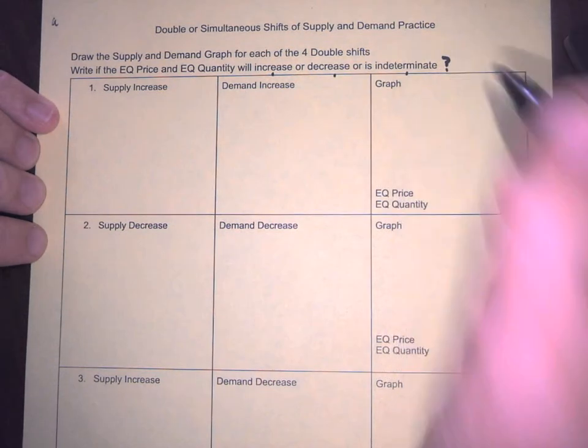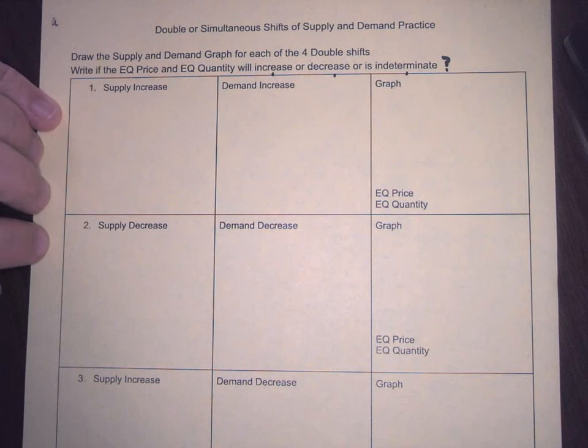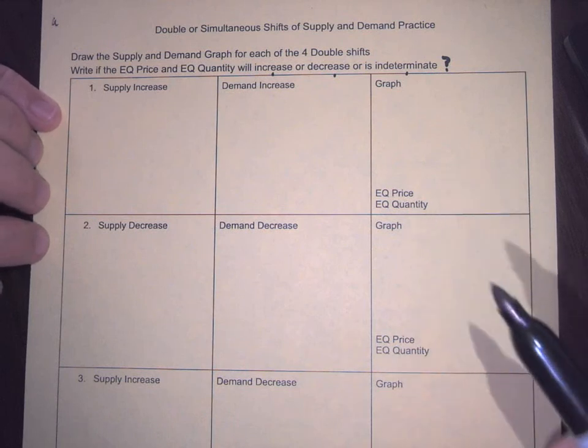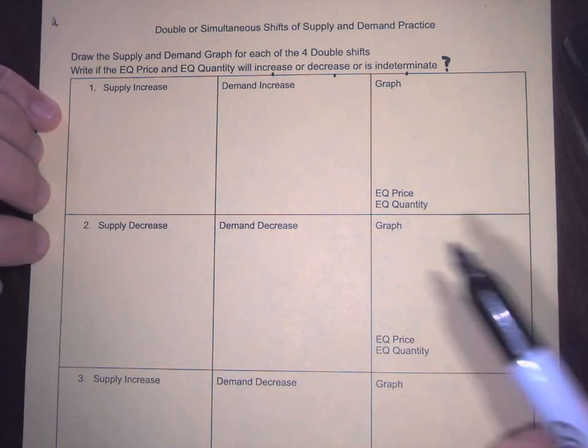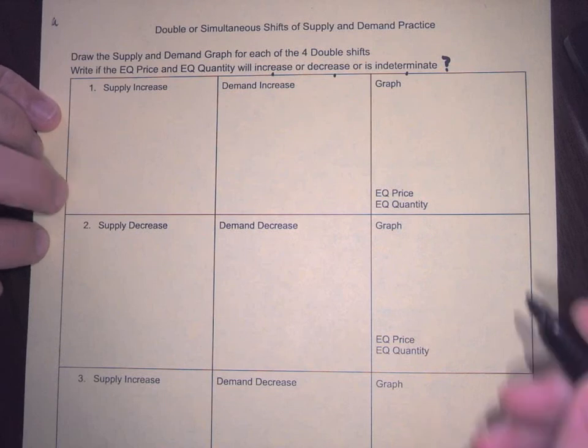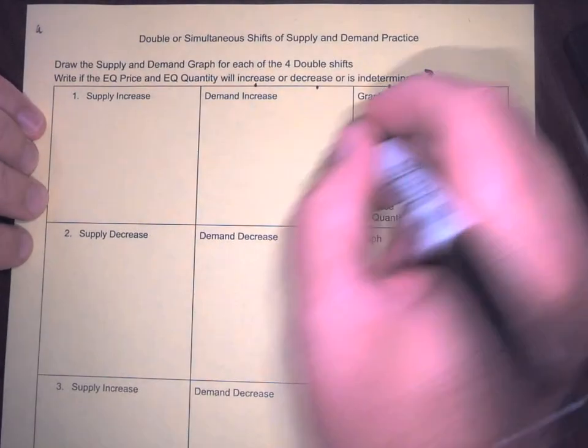Indeterminate, think of it like a question mark, saying, well, we don't know because it didn't go up or down. But we'll see that that's going to be a way that the economy can actually keep prices stable. Let's take a look at what that means.